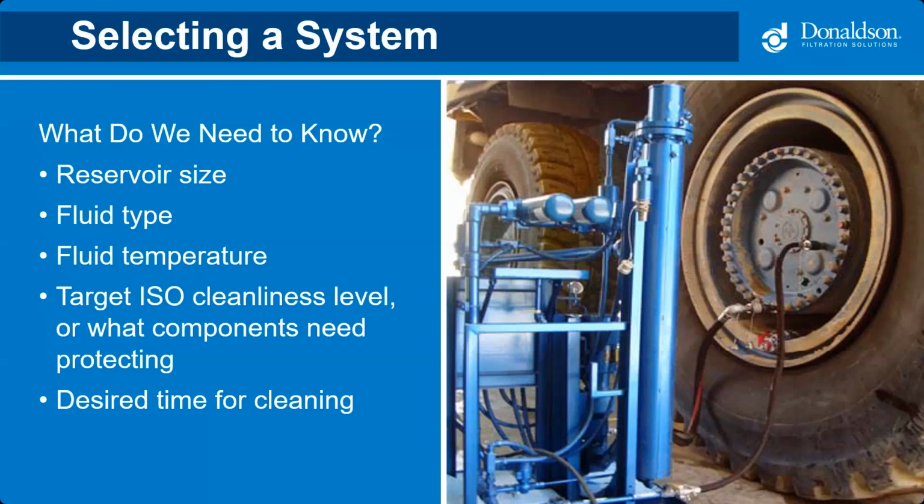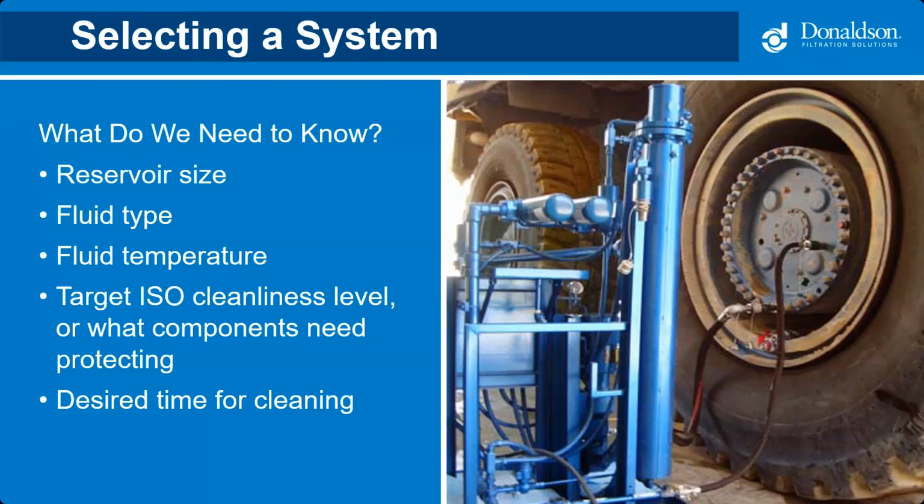And then what is our cleanliness level target? Some operations may or may not have cleanliness targets that they're trying to reach. But the other way to handle that is what components are downstream that we're trying to protect, or what is the most expensive component within that circuit, and we can make sure to select the filtration correctly to protect whatever that component is. And then last but not least is that desired time for cleaning.